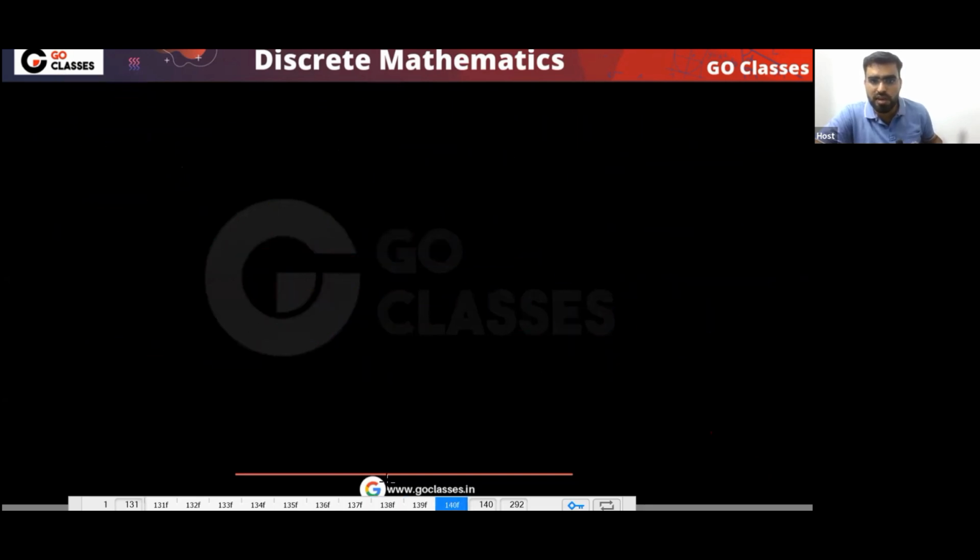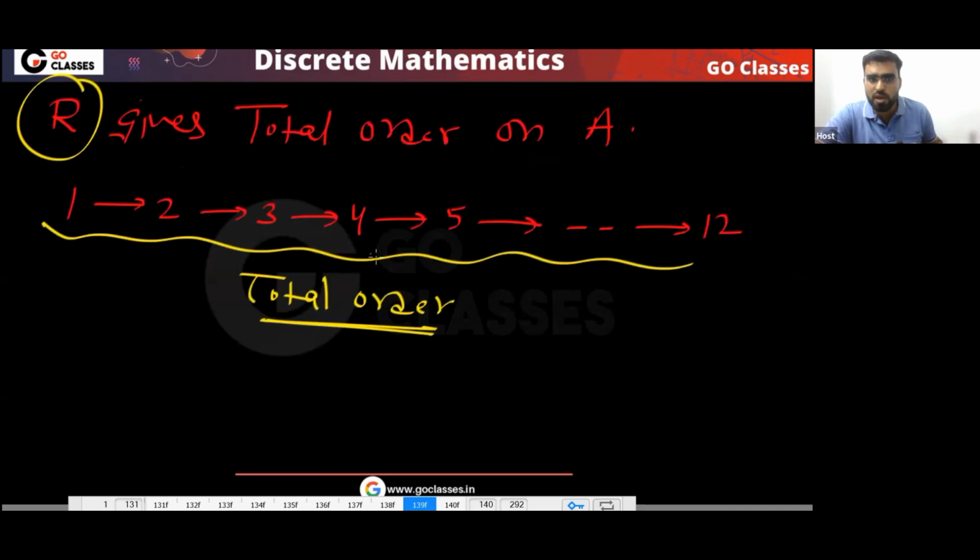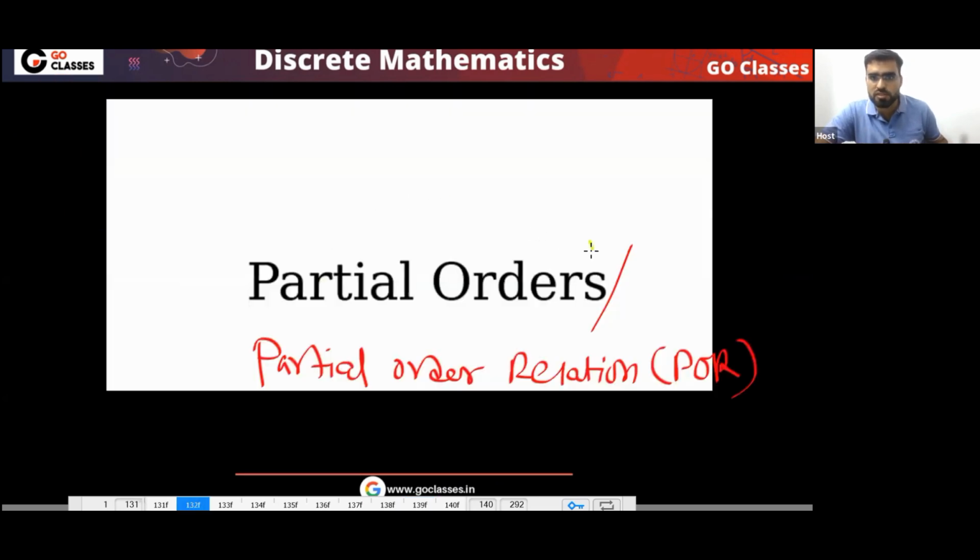But here, between every pair of elements we have order. Right? Yes or no? So this is the idea of order. I hope this concept is clear. Why is this concept very important? This partial order. Why do we study this concept?